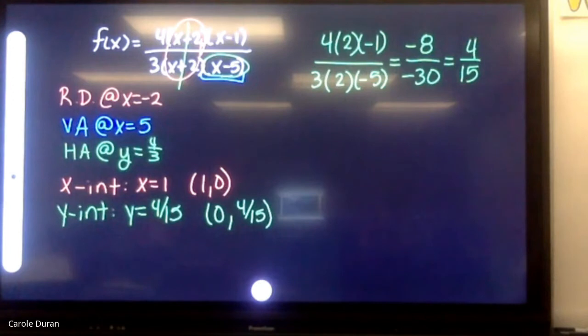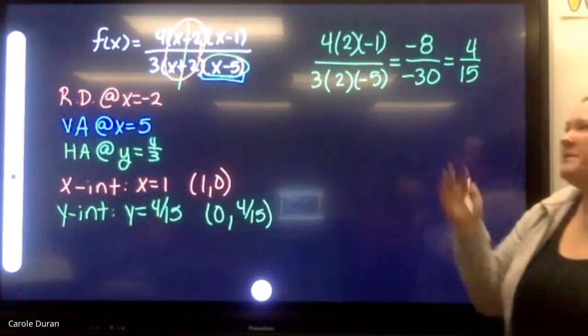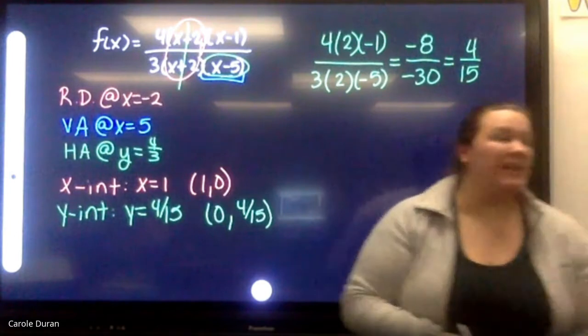Since there is a hole, when you're trying to find the y-intercept, can you just leave that out and it gives you the same answer? Yes, because the top and bottom are going to cancel. I just prefer to always go back to the beginning because I don't want kids to get confused. But yes, it will work that way too.